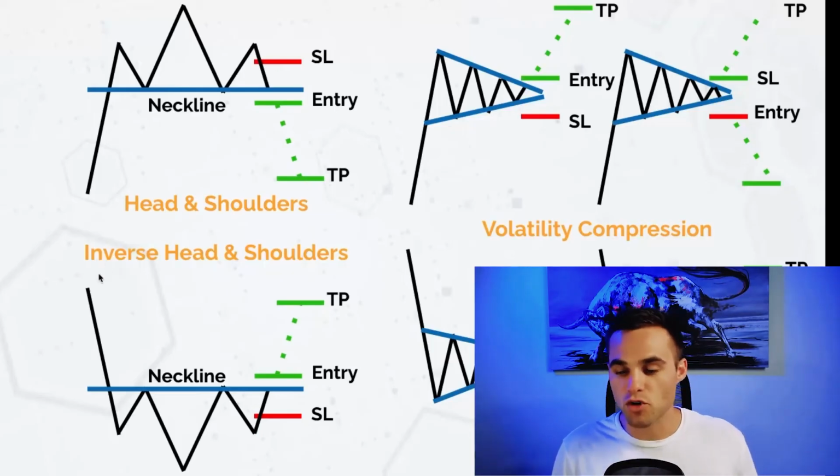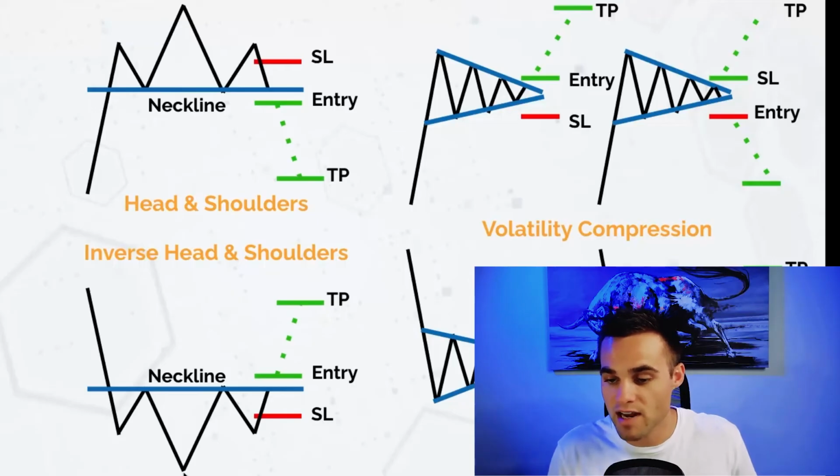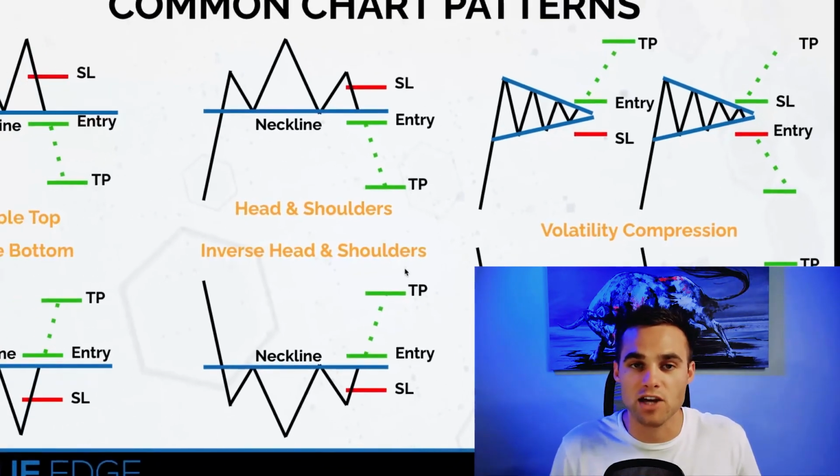And an inverse head and shoulders pattern is just the exact opposite. Price comes all the way down here, comes back up to the neckline. We form the bottom of the head here, the upside down head or the inverse head, comes back to the neckline, and we form the other side of the shoulder, and then boom, price takes off. So let's take a look at these in actual charts.